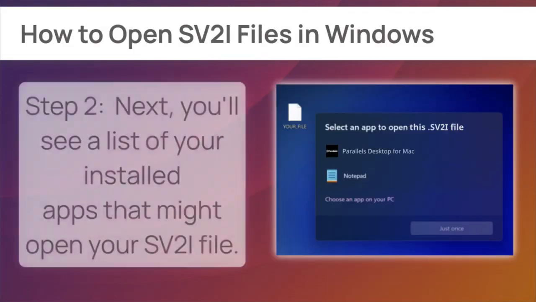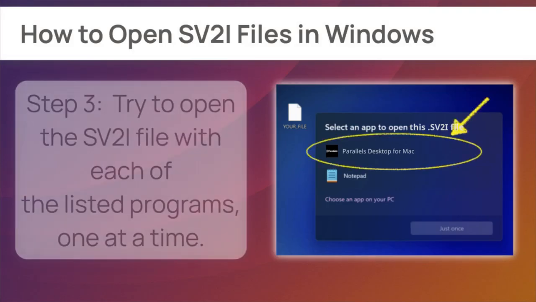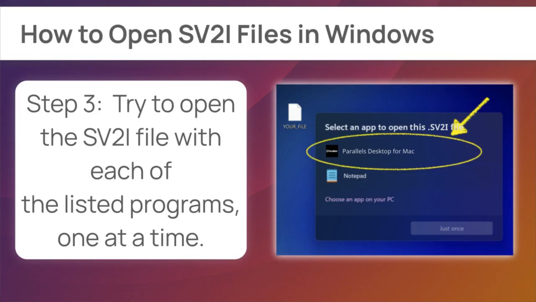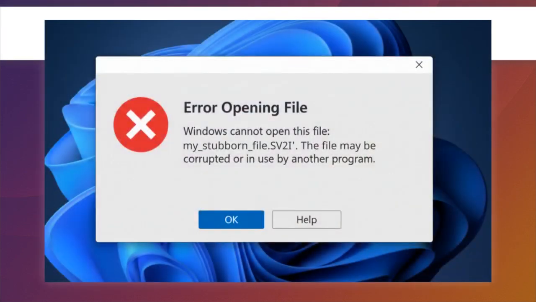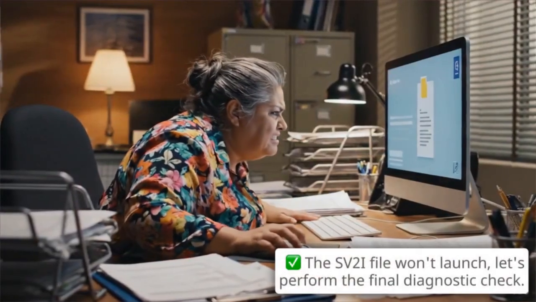Right-click the SV2I file and select Open with. Test Parallels Desktop for Mac if it appears. If not, choose another program. Different software handles the SV2I format uniquely. If your SV2I file continues to fail when opening, that is okay. A specialized format like SV2I demands specialized preparation.